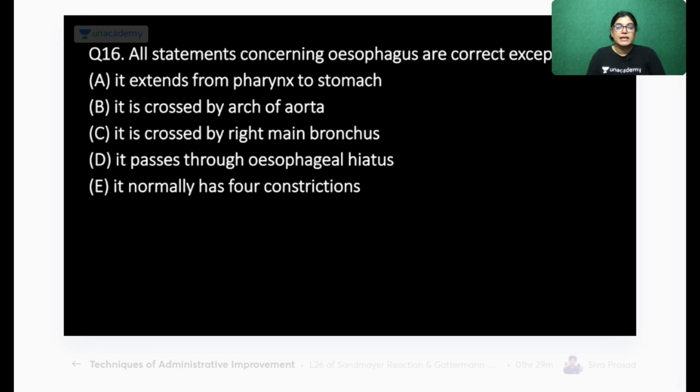All statements considering the esophagus are correct except. So all of you just see the 5 options about the esophagus. It extends from the pharynx to the stomach. It is crossed by the arch of aorta. It is crossed by the right main bronchus. It passes through the esophageal hiatus. It normally has 4 constrictions. So according to you, which is the wrong statement about the esophagus? Your time starts now. Question number 16.